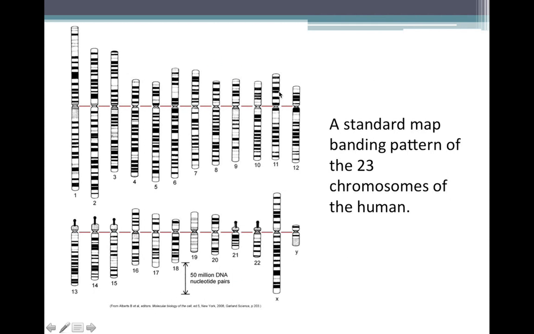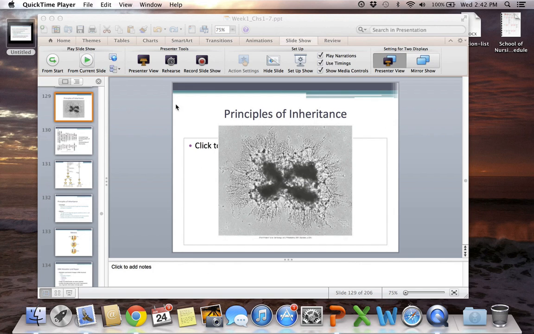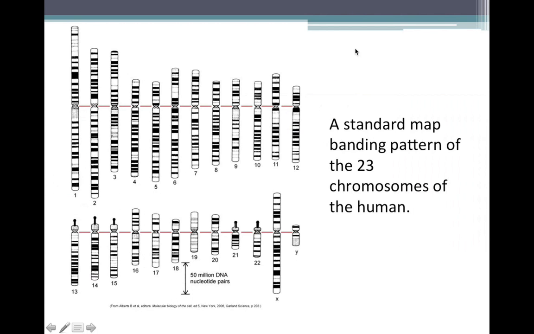What this particular slide is showing are each of the 23 chromosomes in a human, and you can see that they have different banding patterns and they're different lengths. So not all chromosomes are the same size. What that means is that chromosomes can have a varying number of genes, or basically a varying amount of DNA associated with each chromosome.